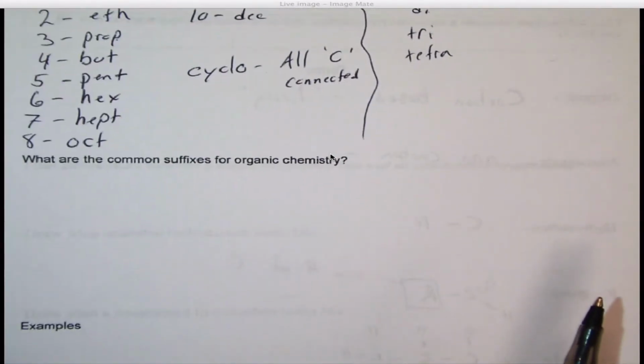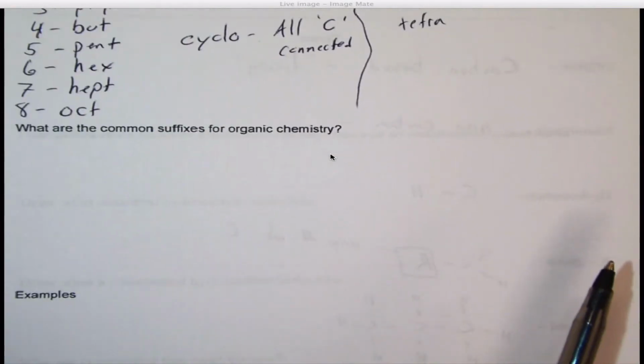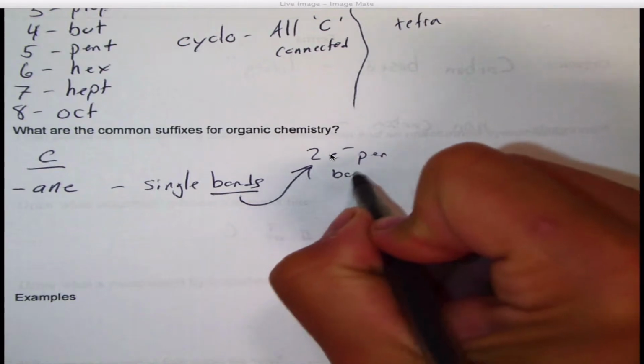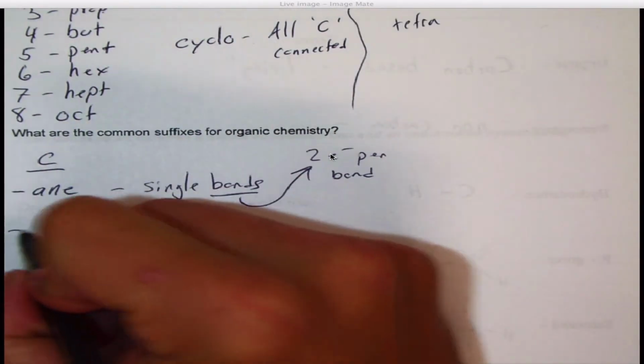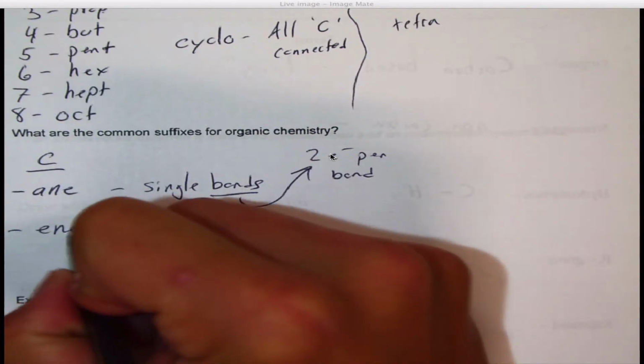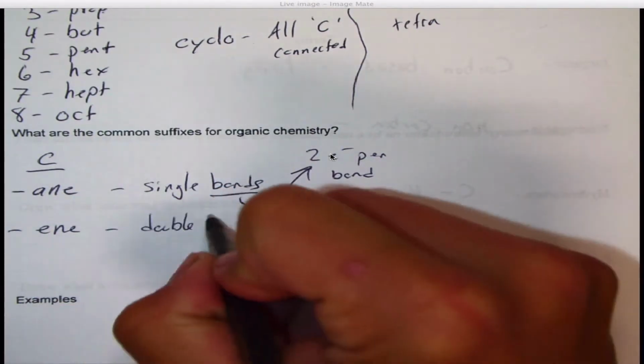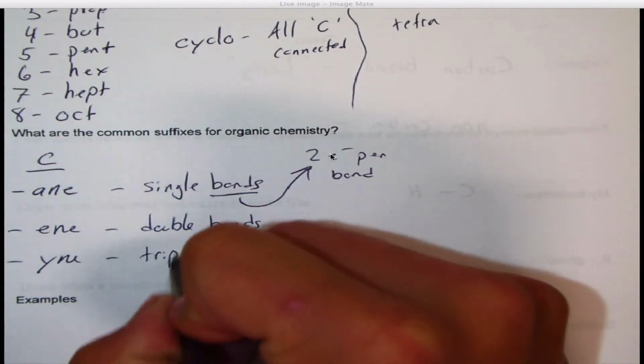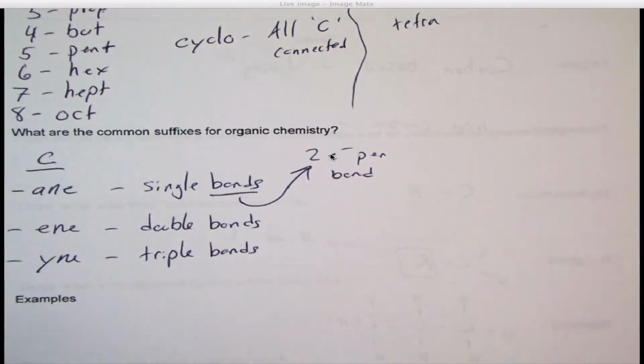So when we have prefixes, we're going to have endings, which are suffixes. For carbons, if I have an ending that goes in A and E, which are called alkanes or anes, that means I have only single bonds between the carbons. And remember, a bond consists of 2 electrons per bond. And then we have ENE endings. That's going to be a double bond, which means 2 lines. And then we have YNE endings, which are going to be triple bonds, which are going to be 3 lines.